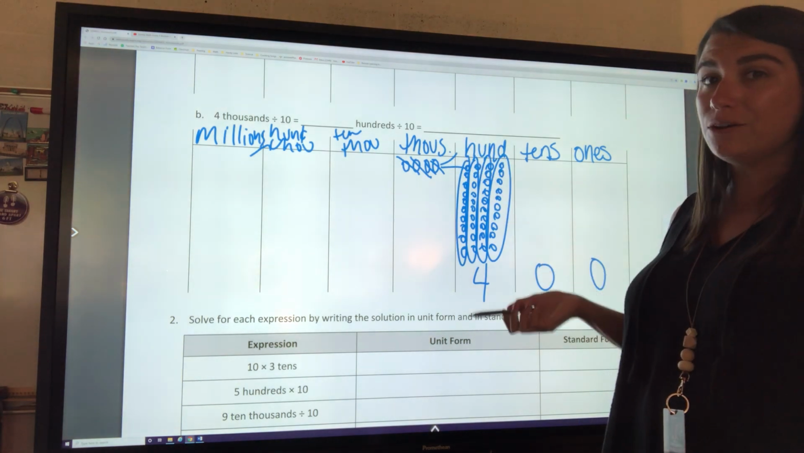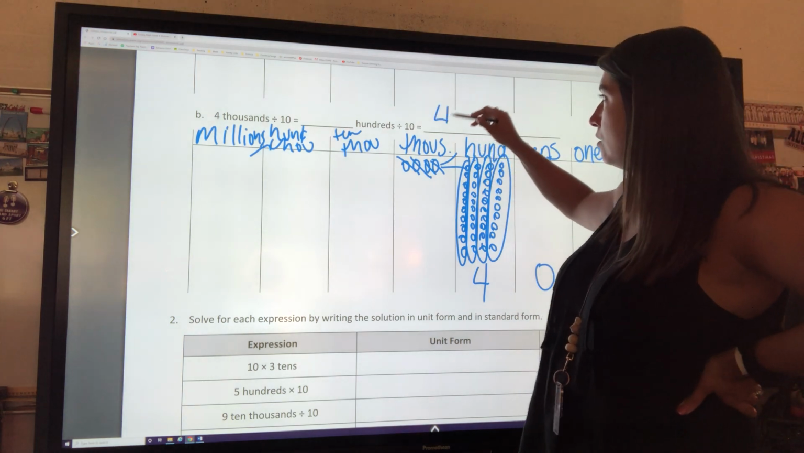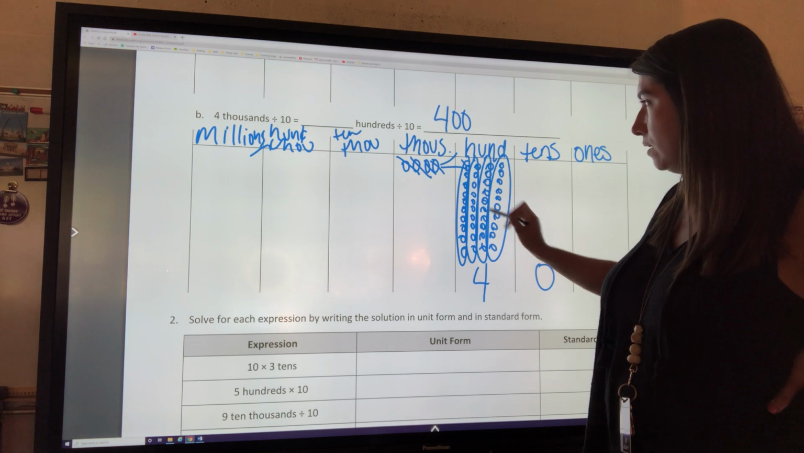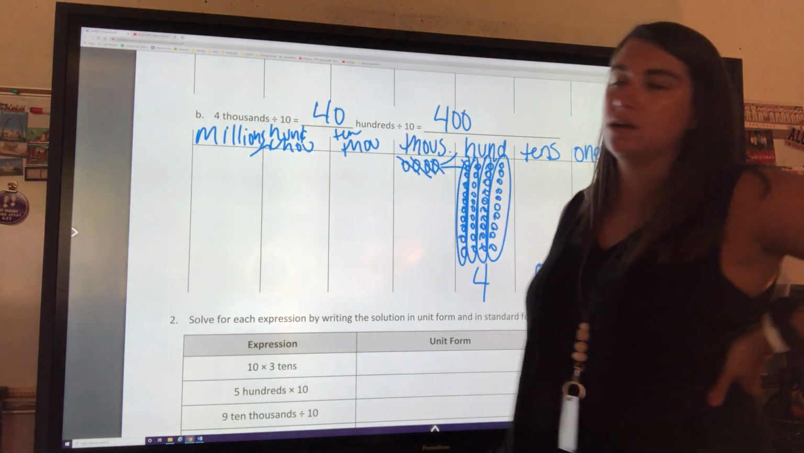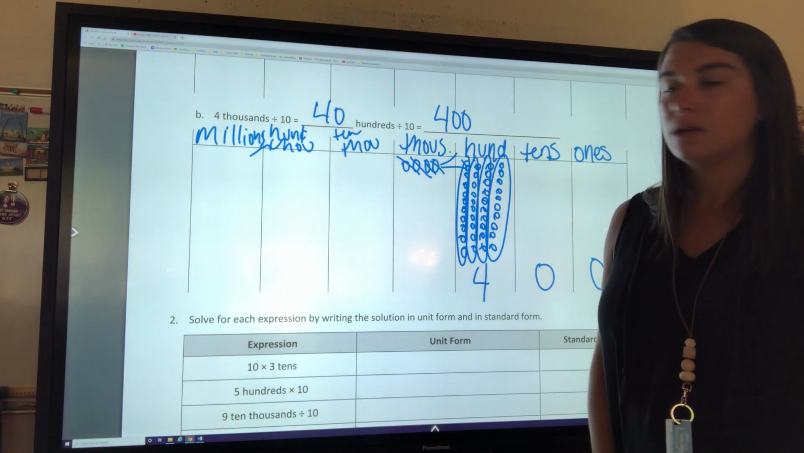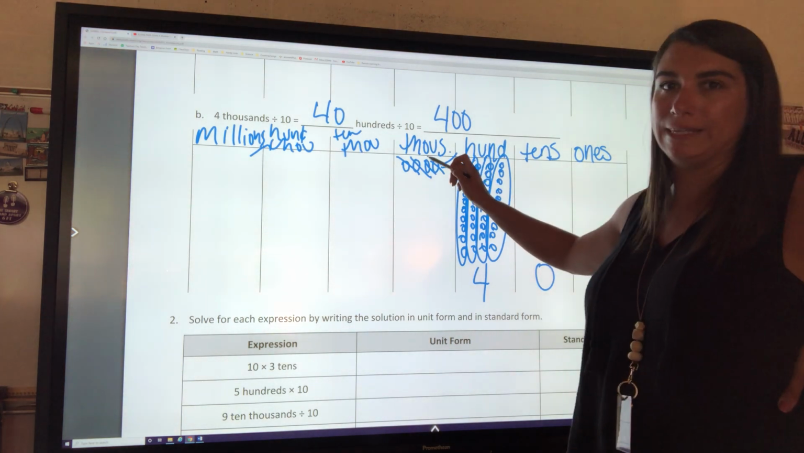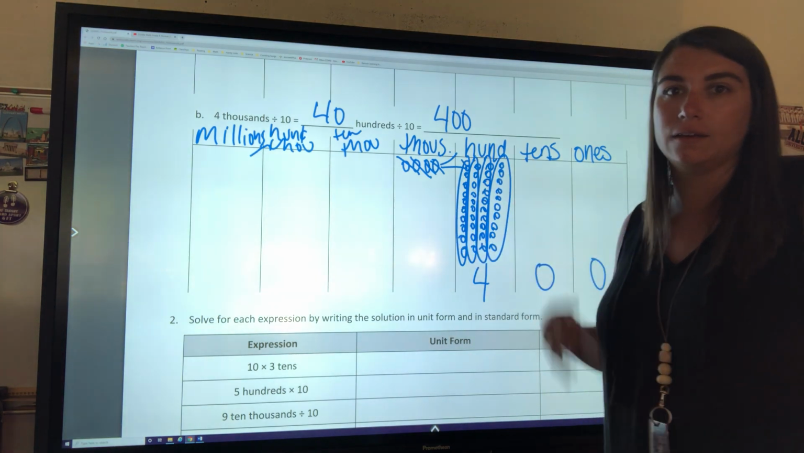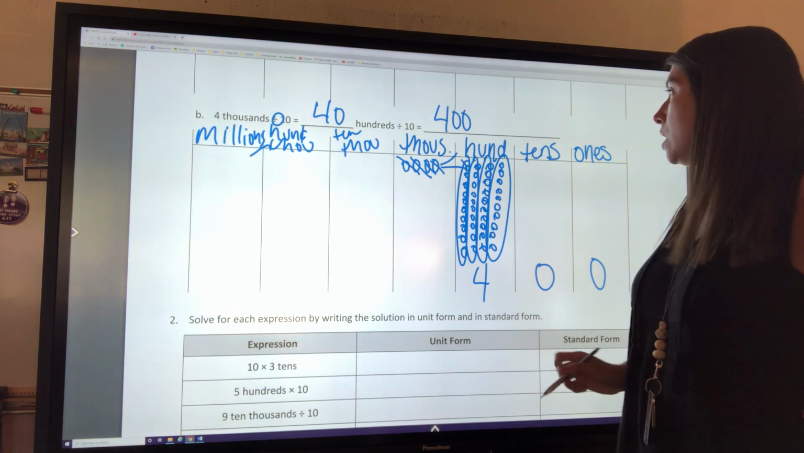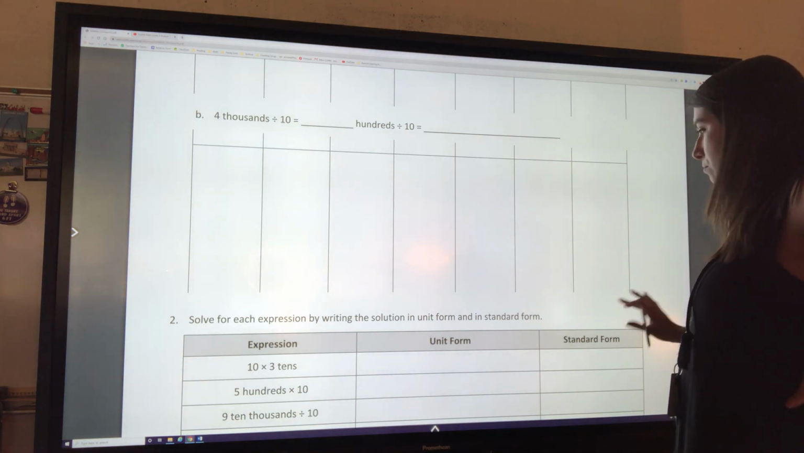So 4,000 divided by 10 is going to give me 400. Or from before, it was 40 hundredths. And that equals 400. Okay, so the biggest thing there is that we're just doing the opposite of what we did in the first one because it said divide. Okay, all right, so we're going to now move on.